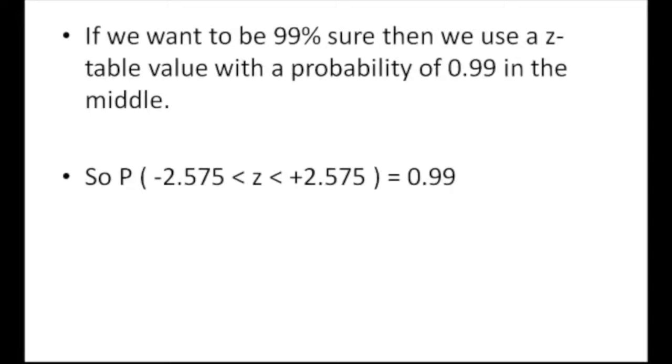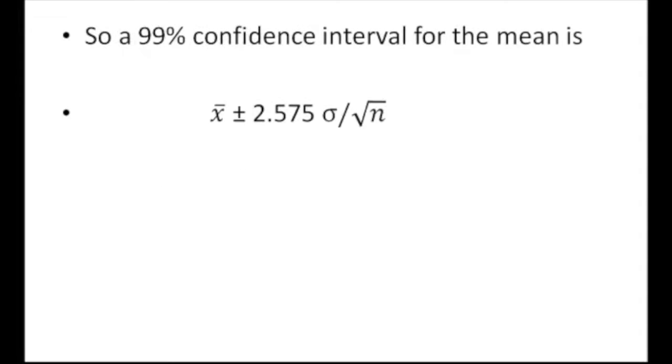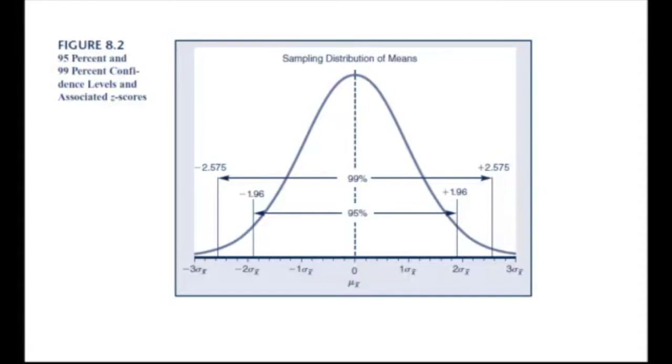We may wish to have other confidence levels. If we want to be 99% sure, then we use a z-table value with a probability of 0.99 in the middle. So the probability of minus 2.575 less than z less than plus 2.575 is 0.99. So a 99% confidence interval for the mean is x bar plus or minus 2.575 sigma divided by the square root of n. If we look at the normal curve, we see the 95% and 99% areas illustrated.